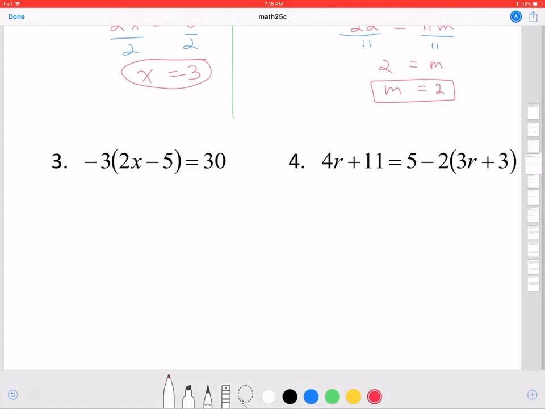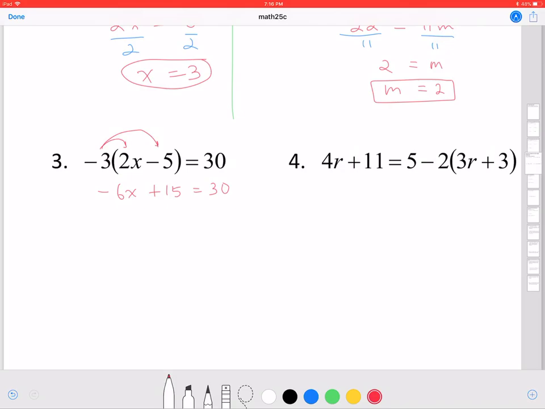Let's see, number 3. As you can see, you have parentheses, so we'll need to remove the parentheses by distributing the -3, and we've seen that before. -3 is going to be distributed, and that will give us -6x plus 15 is equal to 30. Again, it's plus 15 because I'm multiplying -3 times -5.